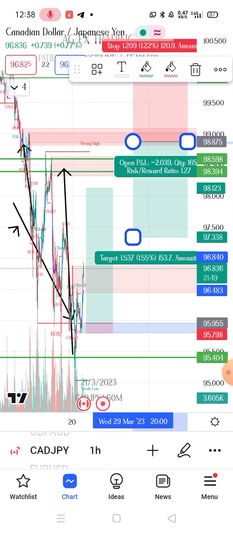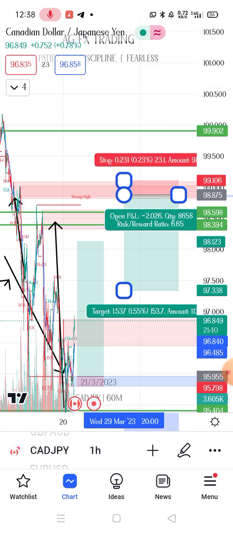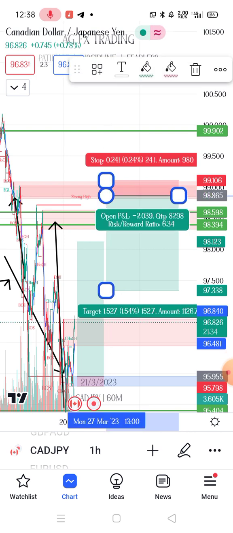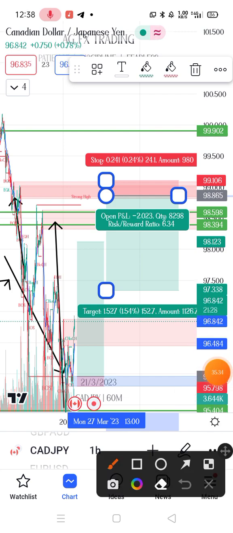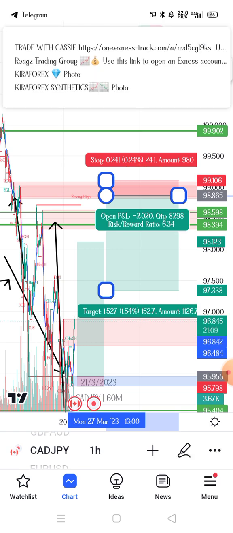So let's put it this way. Let's bring it down. When it goes above the other block, we want it to stop us out. Now in this trade, check it. We are risking 24 pips to make 152, and our risk to reward ratio is 1 to 6.34. Now if I'm risking $1, I should make 6 times that dollar. So if I'm risking $1 in this trade, I should make 6 times that dollar.